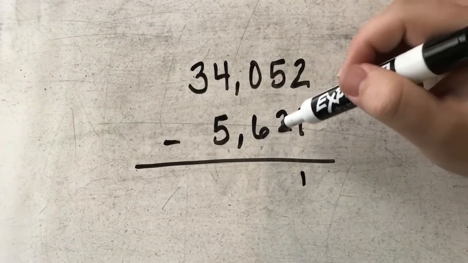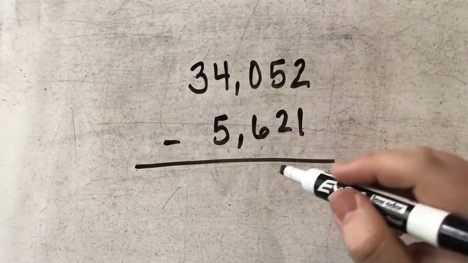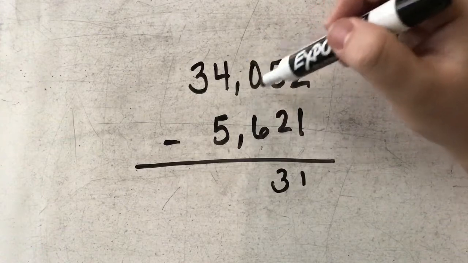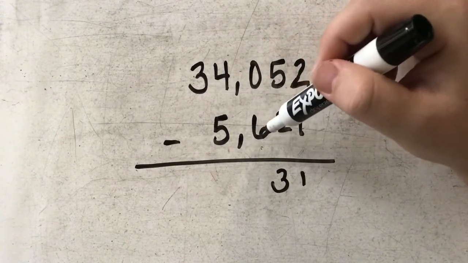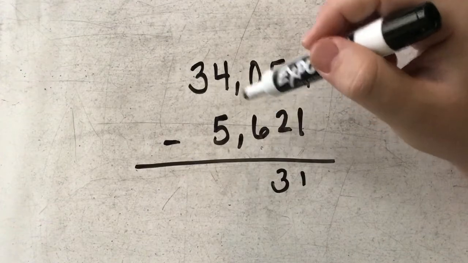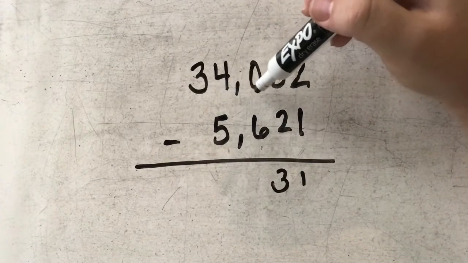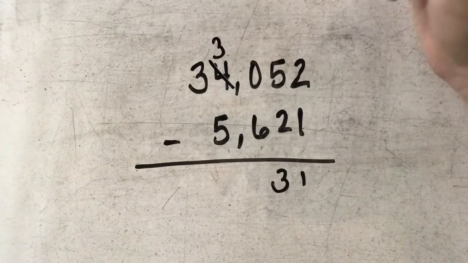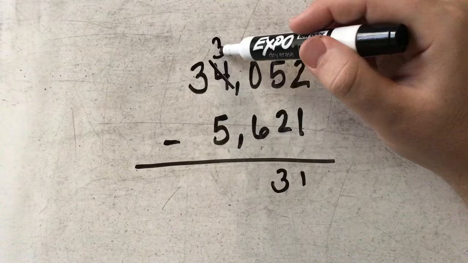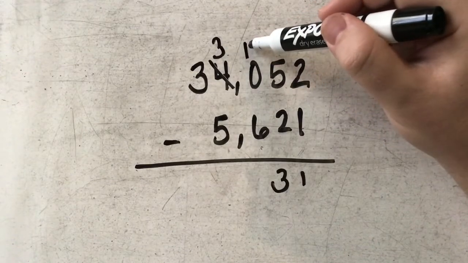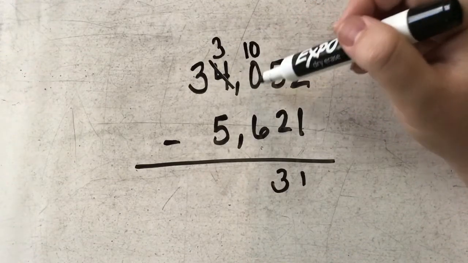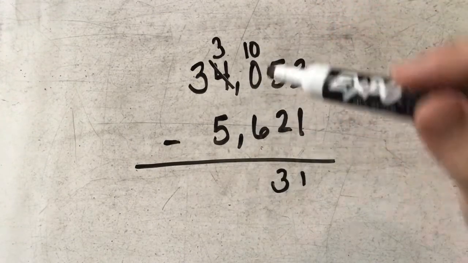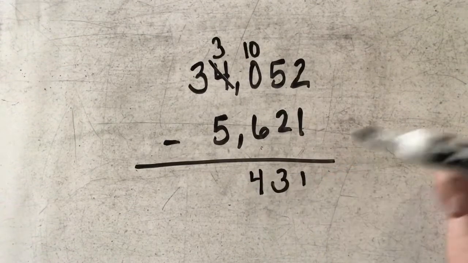Here again, I have more on top, so no need to stop. 5 minus 2 is 3. Here, I do not have more on top. In fact, I have more on the floor. So since I have more on the floor, I need to go next door and get one more. So I'm going to go to the 4 and take 1 away from 4. That would leave me with 3. That 1 that I took is going to be added over here. So I really have 10 over here that I can subtract from. And 10 minus 6, now I can do, that gives me 4.